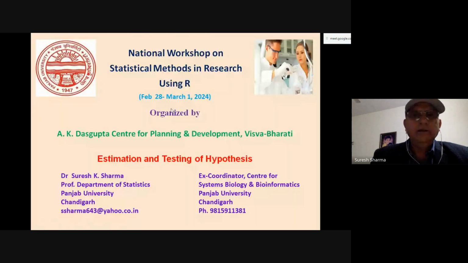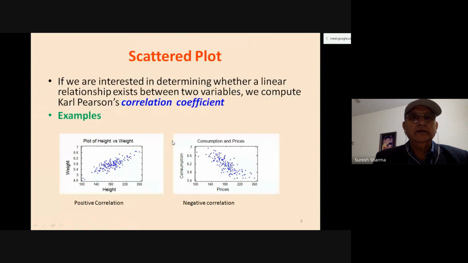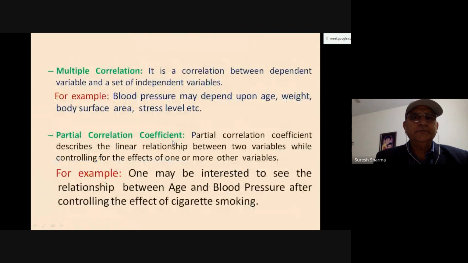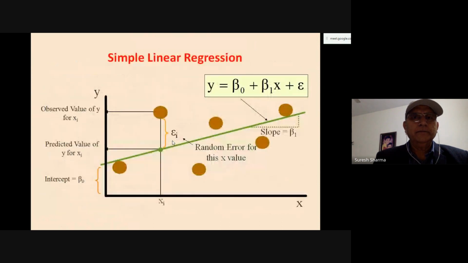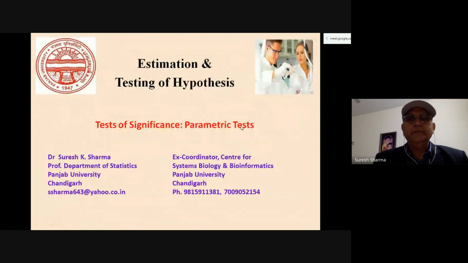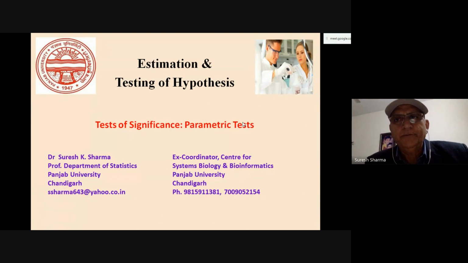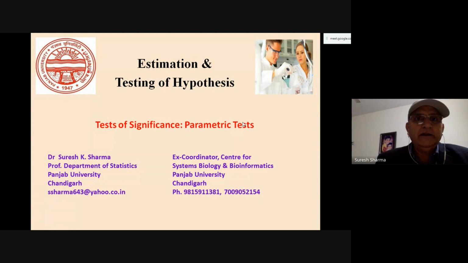So again, as I mentioned, I'll start with estimation and testing of hypothesis today. This part we have already covered. I'll give you the practical demo, maybe after 1 hour when all the theoretical part will be over. And the theoretical part is the most important to understand, particularly in estimation and testing of hypothesis.